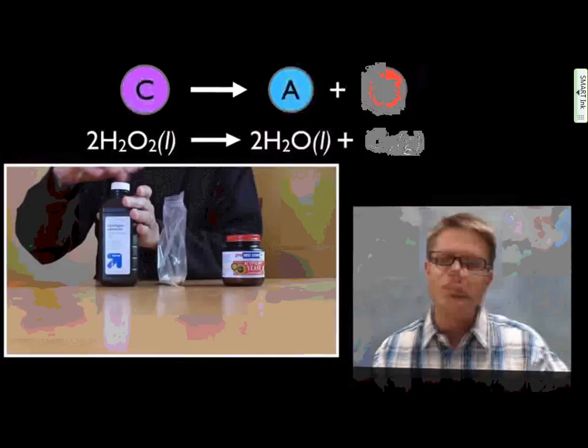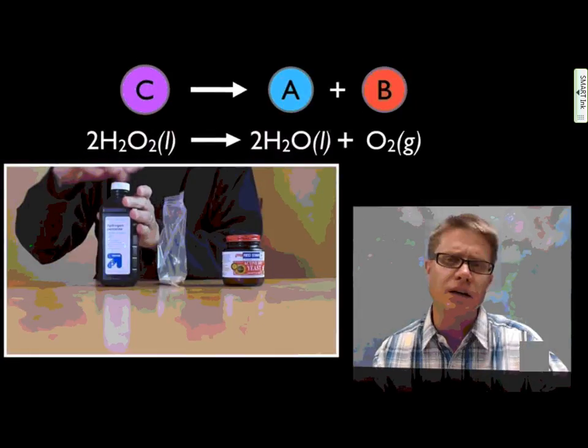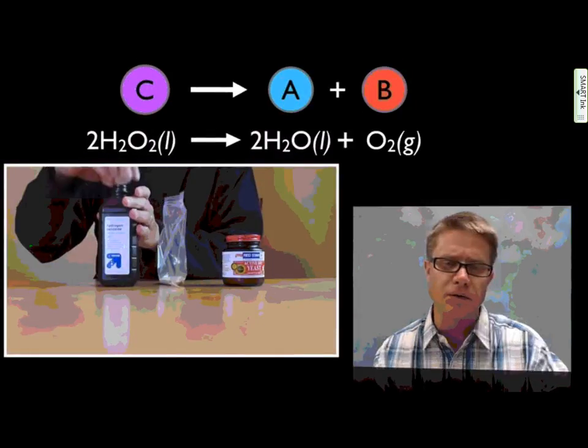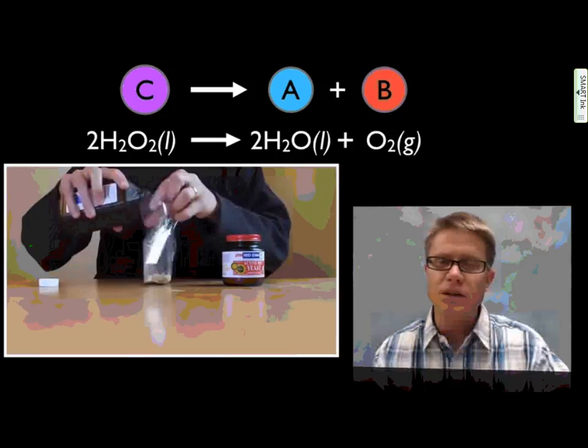Another example could be right here. I'm taking hydrogen peroxide, and then I'm simply adding a catalyst to it. I'm adding an enzyme that's found in yeast. And so the yeast isn't part of the chemical reaction.